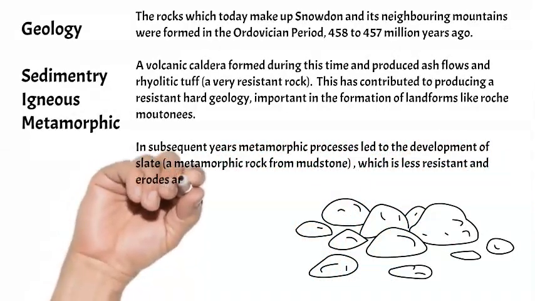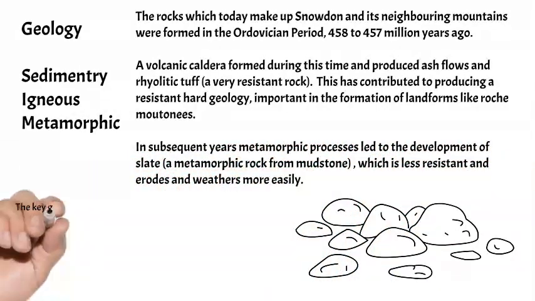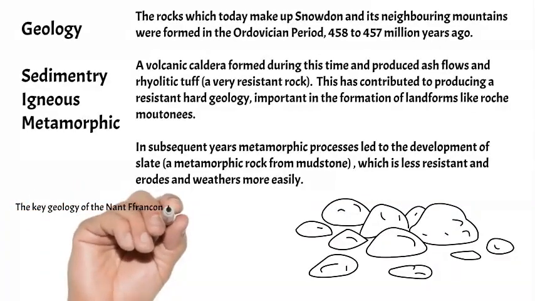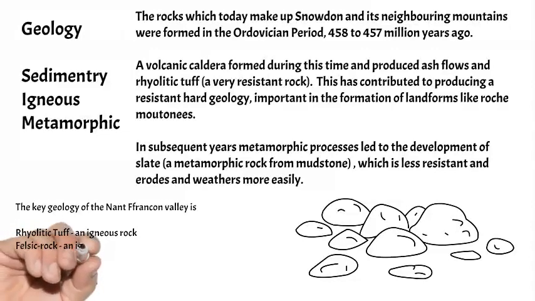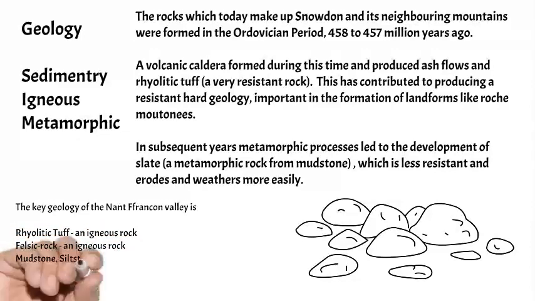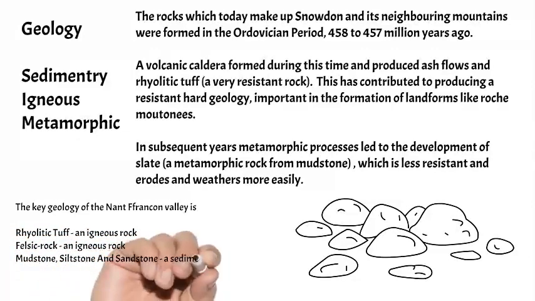There has also been metamorphic processes that led to the development of mudstone and slate, which is less resistant. The key geology of the Nant Ffrancon Valley is rhyolitic tuff, felsic rock, mudstone, siltstone and sandstone.